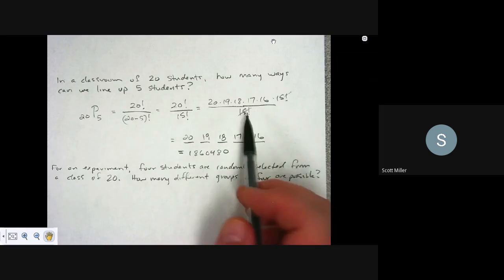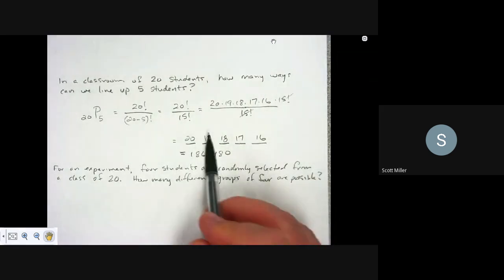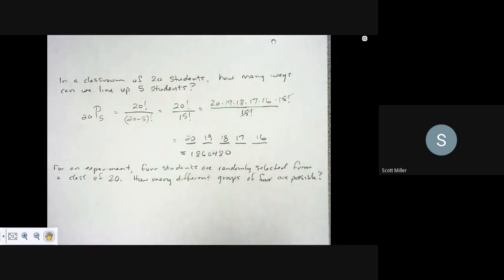And the alternate way, another way to look at it the same way. If you have ordering, just how many ways can I get the first one? How many ways can I get the second one? And so forth and so on.